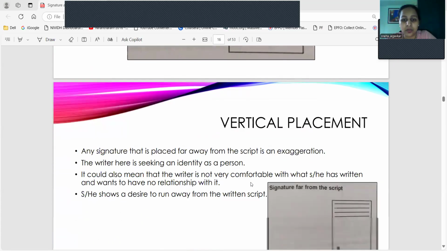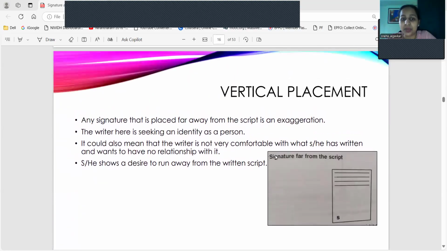Now, for this, a signature which is away from the script means it is an exaggeration. The writer is trying to seek an identity as a person. This could also mean that the writer is not very comfortable with whatever they have written on the script or whatever they have written on the paper. They do not wish to identify or they do not wish to put any relationship with what they have written, right? They show a desire to run away from the written script.